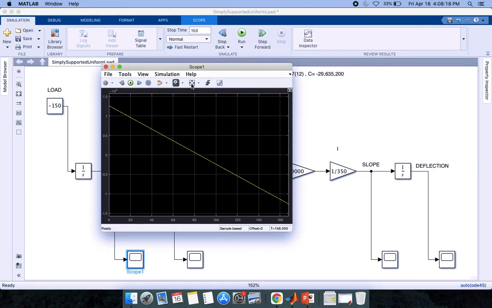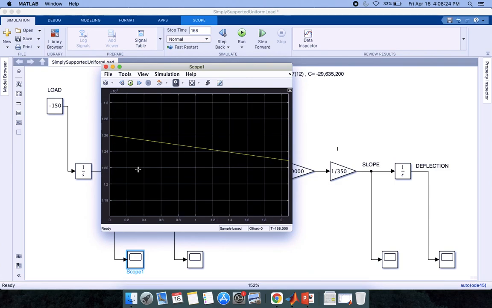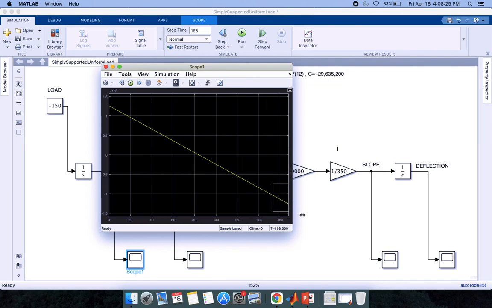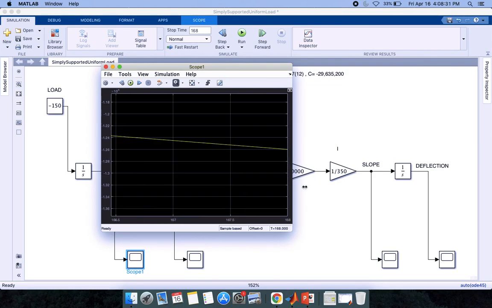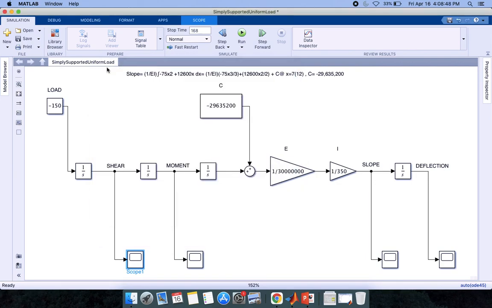And like we've mentioned, the reactions at the supports with 12,600 on each end. And since this is a first order equation, it will decrease linearly. This x-axis is representing the beam length in inches.